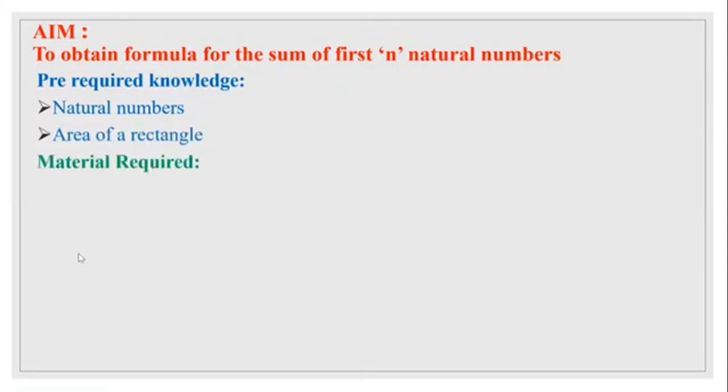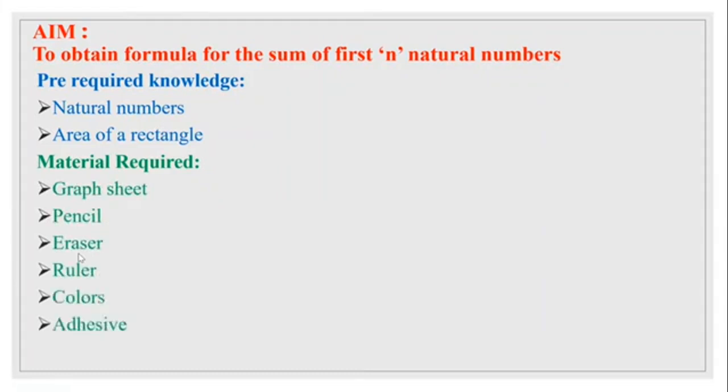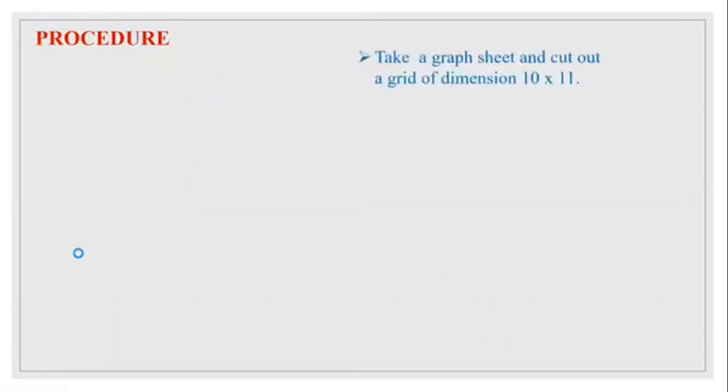What is the material required? The material required is the graph sheet, pencil, eraser, ruler, colors, adhesive, and the scissors. Let us see the procedure. The first step is to take a graph sheet and cut out a grid of dimension 10 by 11. So let us do that.